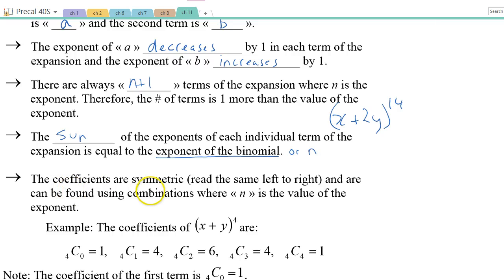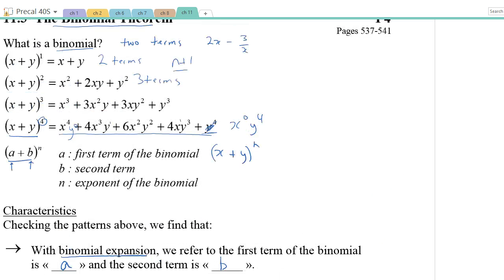The coefficients are symmetric, read the same left to right. Okay, let's just check that out. All right, so check out the coefficients here. Maybe I'll need a new color here. How about red? This will be a 1. Okay, this is a 4, 6, 4, and then a 1 again. 1, 4, 6, 4, 1. See how they're symmetric? Like a palindrome. Here, this is 1, 3, 3, 1. This is 1, 2, 1. This is just 1 and 1.